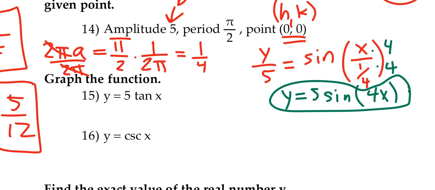Okay. Graph the function y equals 5 tangent. So what's the 5 doing to the tangent function? What does the 5 do to the tangent function? You should know what the 5 does. It makes it taller. It's a vertical stretch, isn't it? So we probably should zoom in because we don't have a lot of room here.